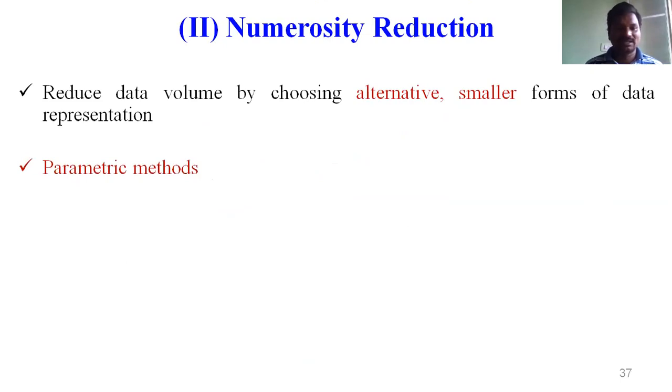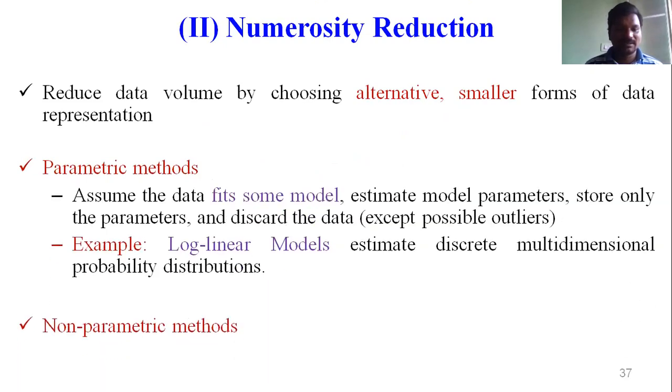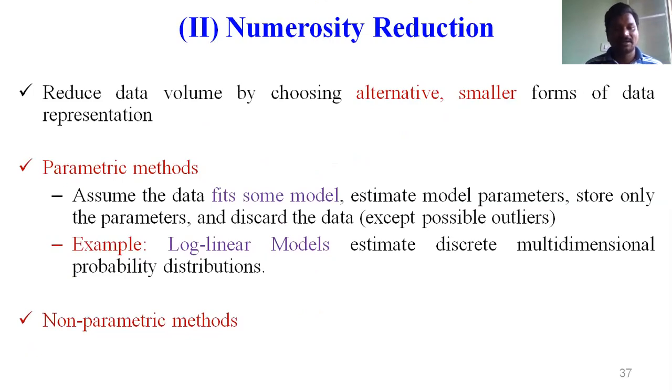There are two methods: one is the parametric method, the other is the non-parametric method. Coming to the parametric methods, there are log-linear models. Here you assume and fit some model, estimate the model parameters, store the parameters and discard the data. One very important one is the log-linear model. What is a log-linear model? It estimates discrete multi-dimensional probability distributions. That is the advantage of the log-linear model.